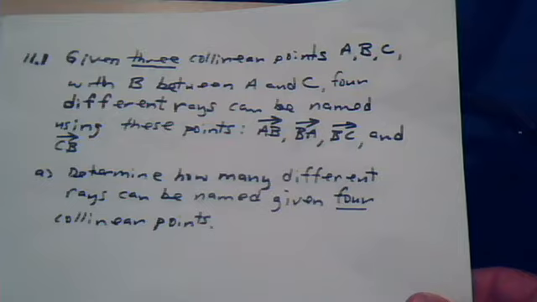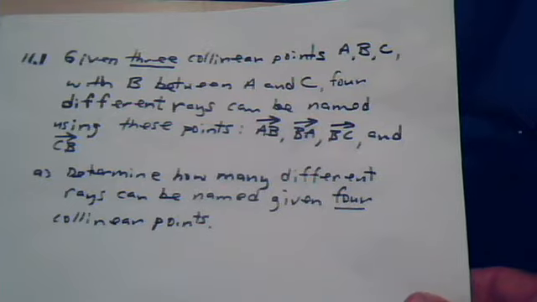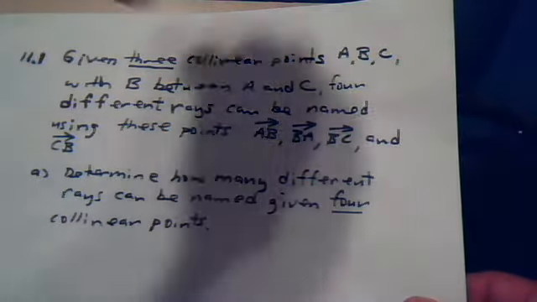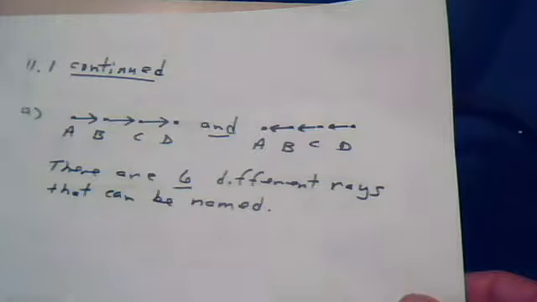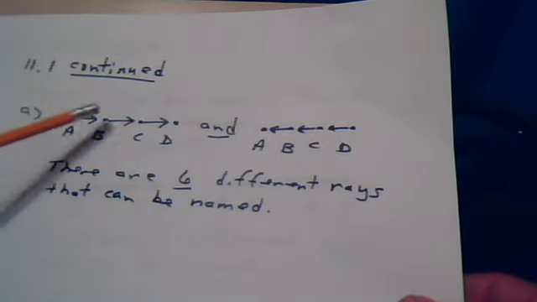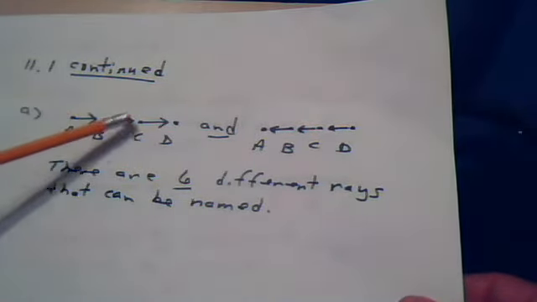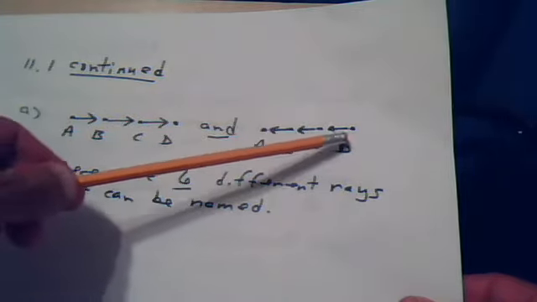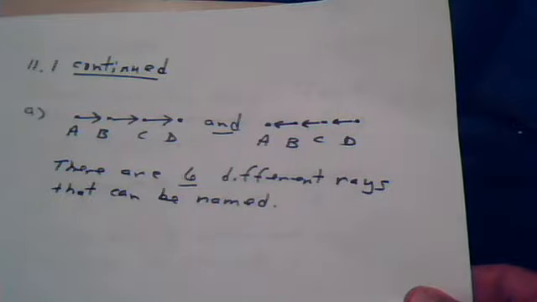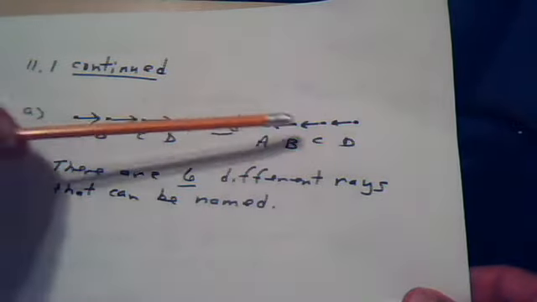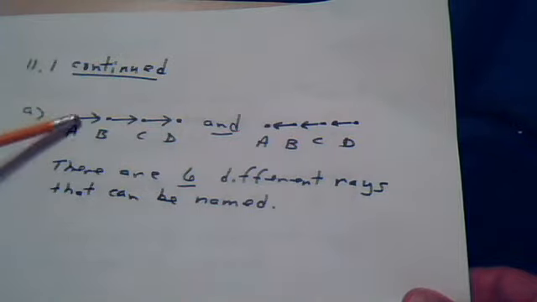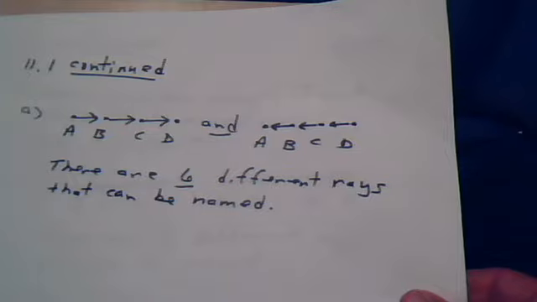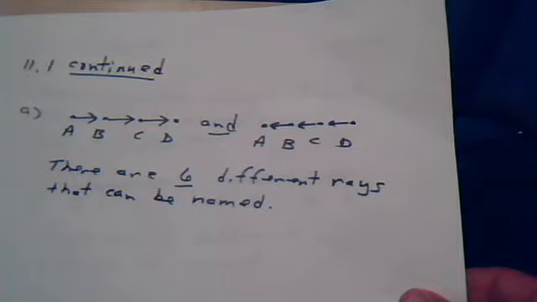For A, they wanted to determine how many different rays can be named given 4 collinear points. So we had 3, now we have 4. So what you do is you draw them and count them. So we draw our 4 points, draw your rays, and then again those 4 points, but draw the rays in the opposite direction, and then count the total. 1, 2, 3, 4, 5, 6. So it's 1, 2, 3 times 2, right? That gives you 6 different rays given 4 collinear points.